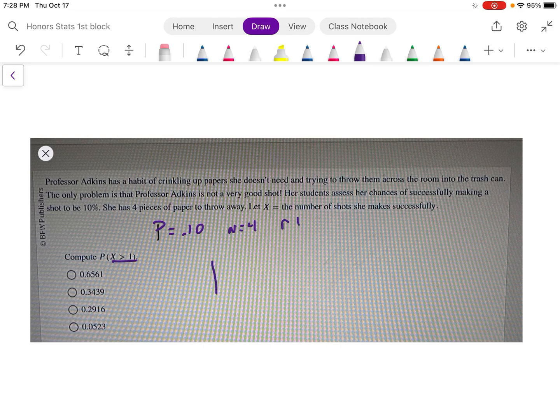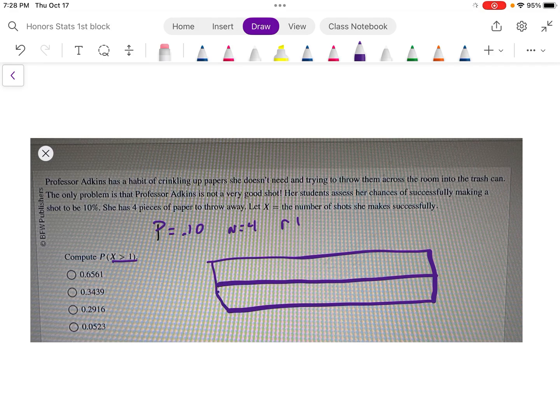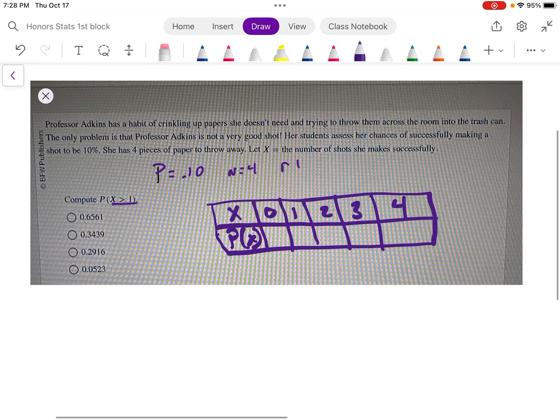This is requiring us to draw a table. And as I draw my table, where we got X on top, P of X on the bottom, we basically have 4 pieces of paper. So what are the odds that she doesn't make any? She makes 1, she makes 2 of them, she makes 3 of them, or she makes all 4 shots. So we got to create a table. Now this is where the calculator comes into play for us, we got to use it to fill in these boxes.